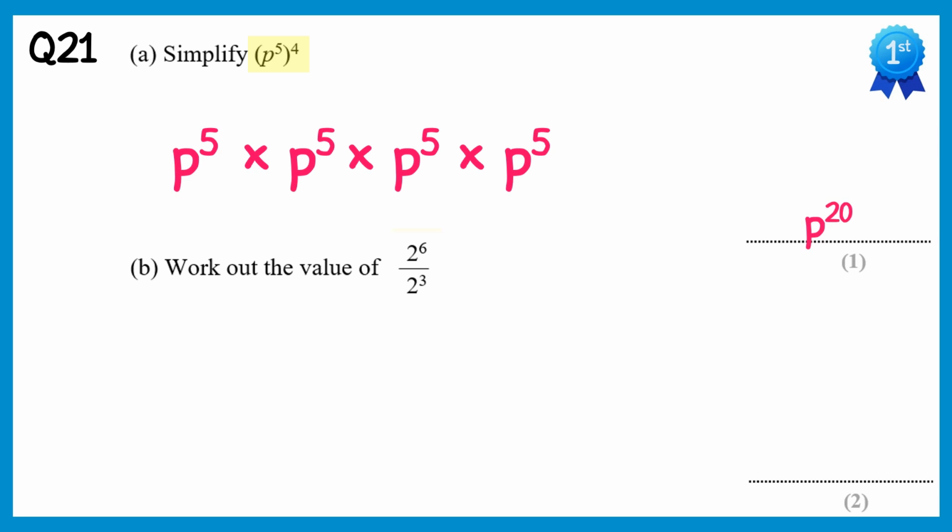For this next one, we've got 2 to the power 6 divided by 2 to the power 3. As long as the base numbers are the same, you can subtract indices when you divide. So we need to do 6 take away 3, which is 3. So this one is just the same as 2 to the power 3. Now 2 to the power 3 is just 2 times 2 times 2, which gives you 8. A really common wrong answer here is to do 6 divided by 3, which gives you 2. But unfortunately, when you divide, you subtract the powers.